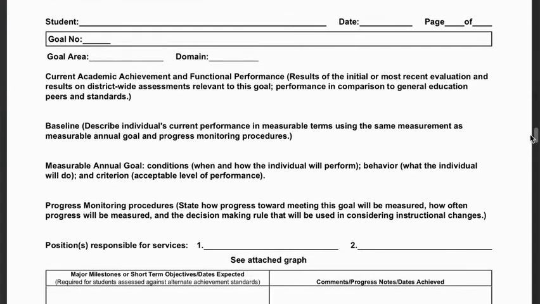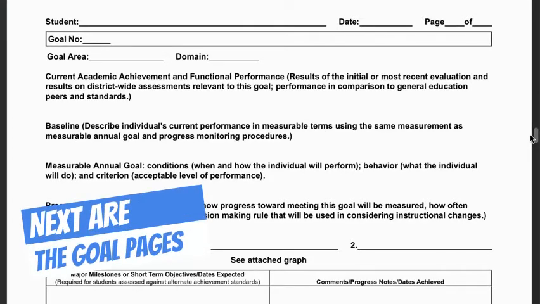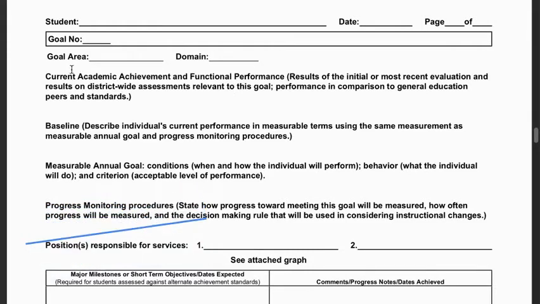So depending on how many goals, they will have a different goal page for each goal. At the top here, you would have the goal area and the domain. So a lot of times you'll see reading and reading. A lot of times they match. Then the first question is just the current achievement.